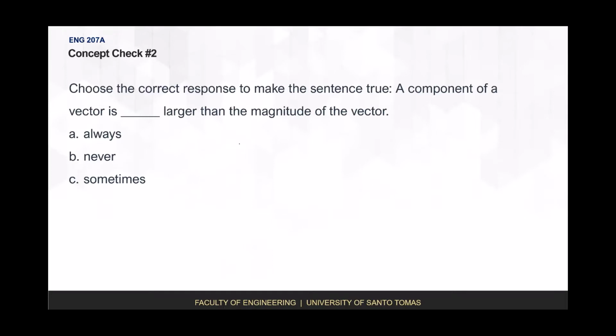Concept check. Some of the test questions sometimes go like this. Choose the correct response to make the sentence true. A component of a vector, well, if you have your lecture book, you'd know your answer. Oh, the lecture book, why, you don't have it pala. So, a component of a vector is blank larger than the magnitude of the vector. You can just type in your answer there. Is it A always, B never, or C sometimes?